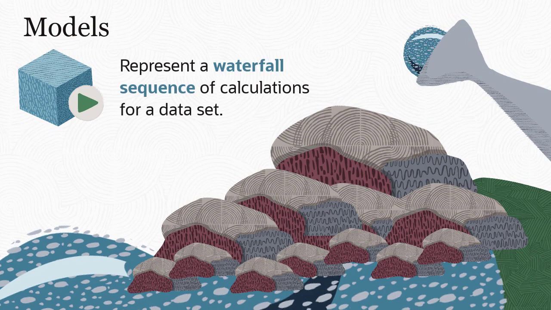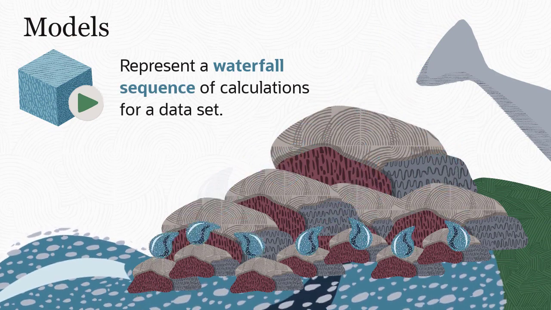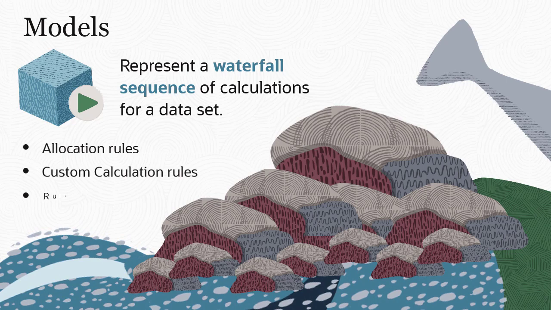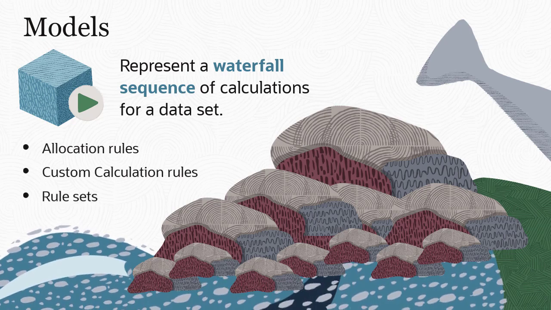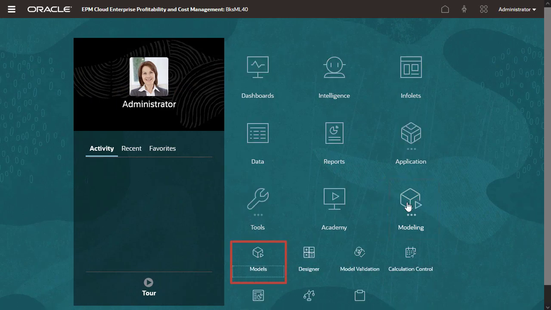Models in enterprise profitability and cost management represent a waterfall sequence of calculations for a dataset. They contain allocation rules and custom calculation rules, which you can order and group into rule sets. Let's start with creating a model.